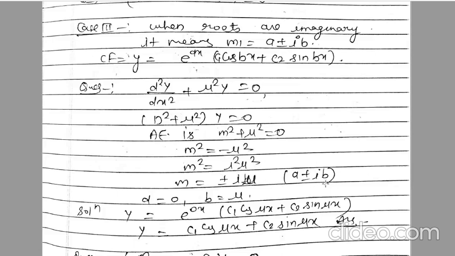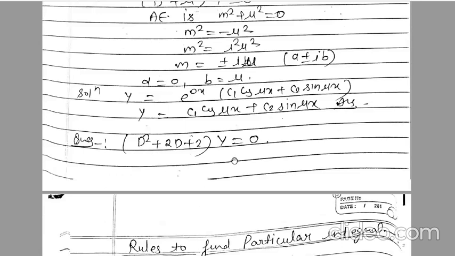So a plus minus iota b, when you compare, then you will get a is equal to 0 and b is equal to mu. So just write the value here. So CF is equal to y is equal to e to the power 0x (c1 cos mu x plus c2 sin mu x). You can write it c1 cos mu x plus c2 sin mu x. This is your final answer, right? So these are very easy questions. Now there is a question here, so you will solve this question.